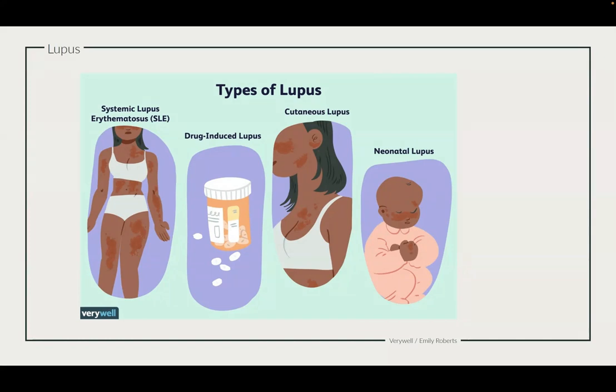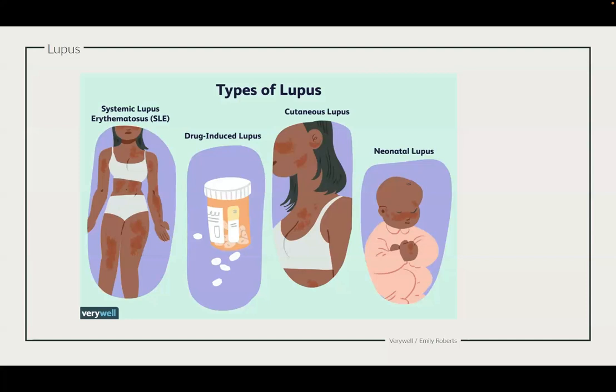And then there is drug-induced lupus, and this type is triggered by certain medications. It mimics the symptoms of systemic lupus, but resolves once the medication is no longer in use. So this type of lupus can be managed by just not taking those medications anymore.